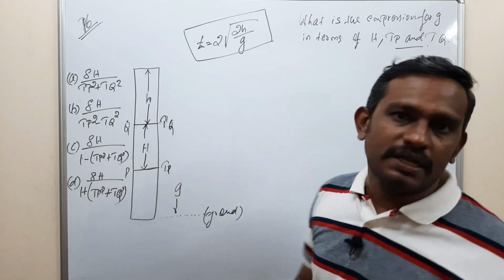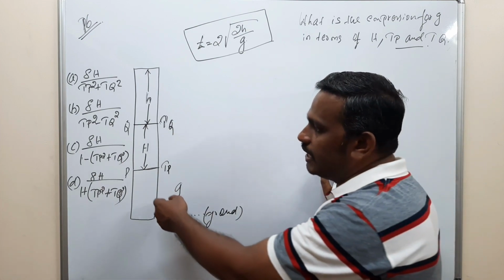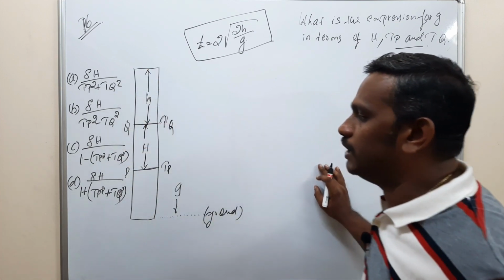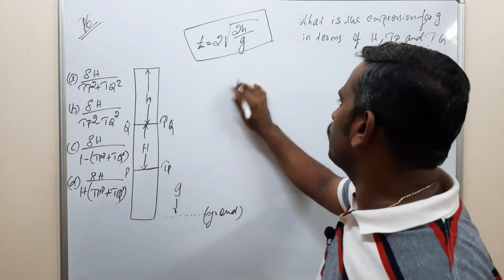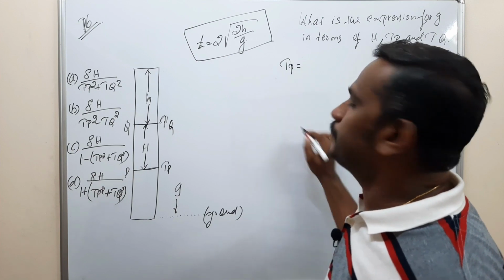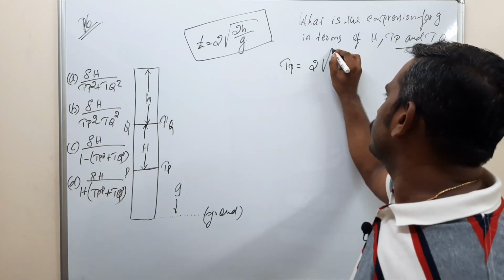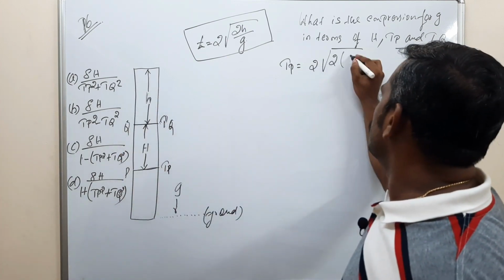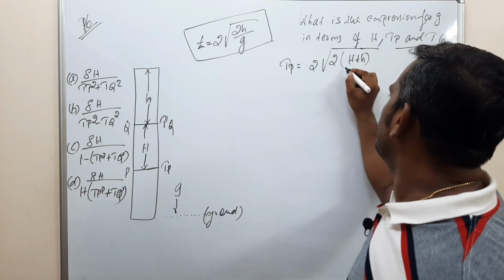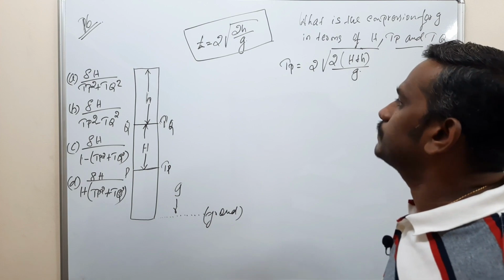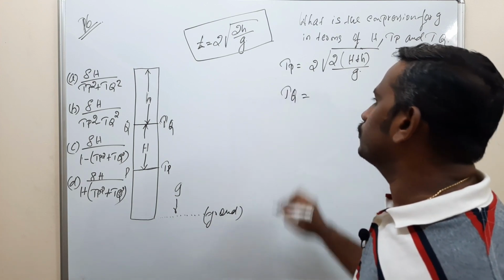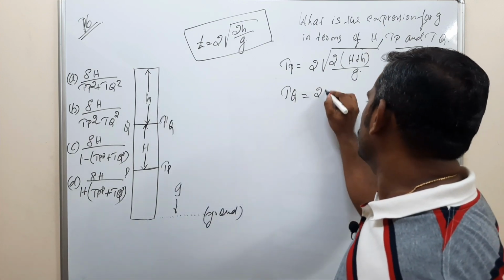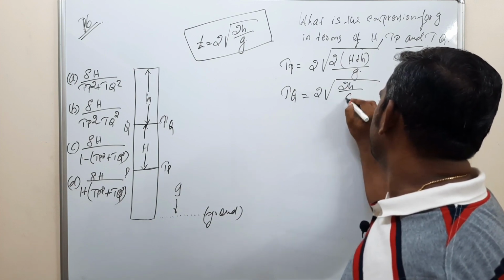Here capital TP is the total time of flight from the point P to the maximum height of the tower and come back to the point P. So in this way, using this expression, we can write TP is equal to 2 times root of 2 into (h plus h) divided by g. Similarly, TQ is the total time of flight from the point Q. So TQ is equal to 2 into root of 2h by g.